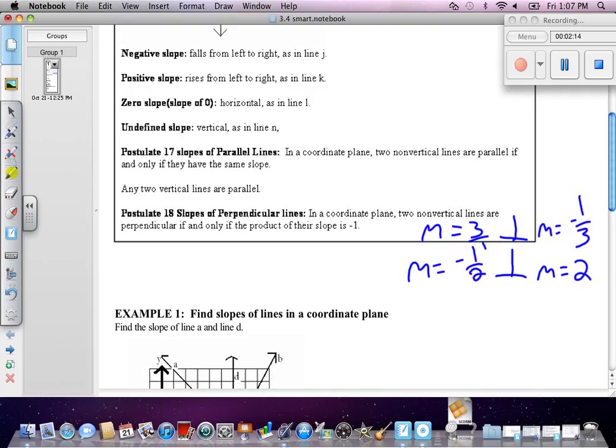Could you explain the postulates again? I don't really understand them. Postulates are flat out rules. You can't prove them. They're just there. Theorems you can prove using postulates and other things.